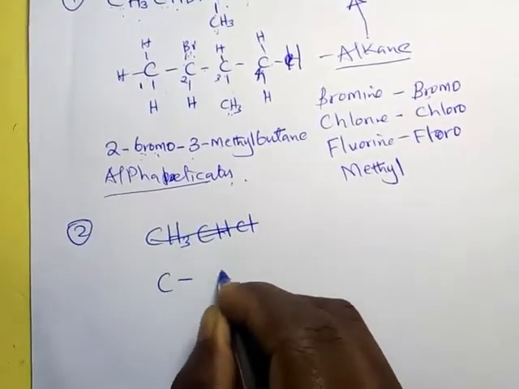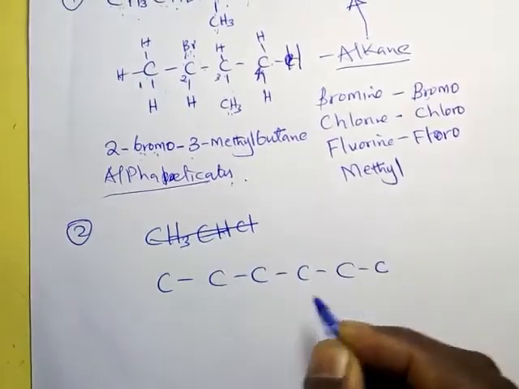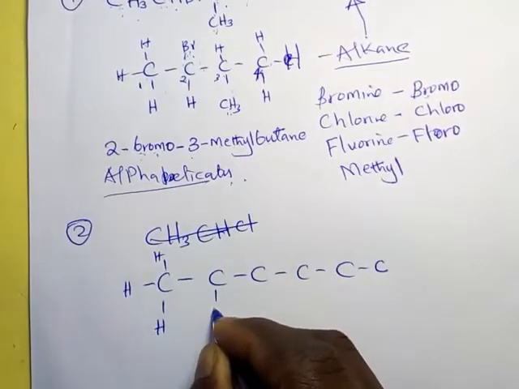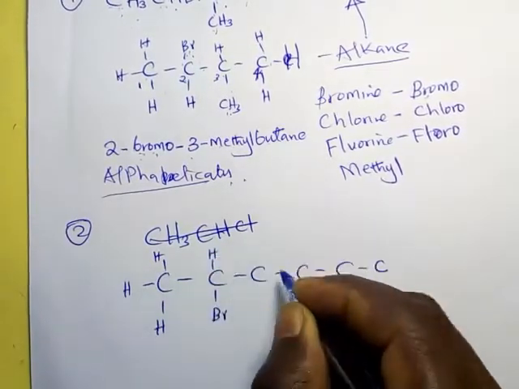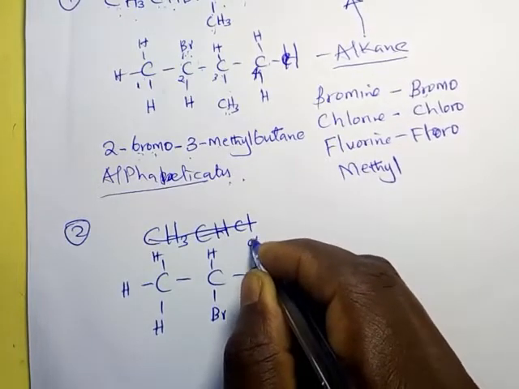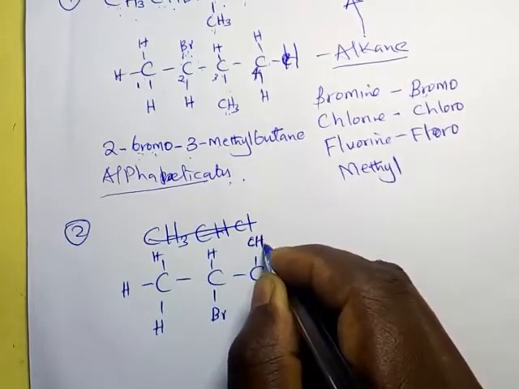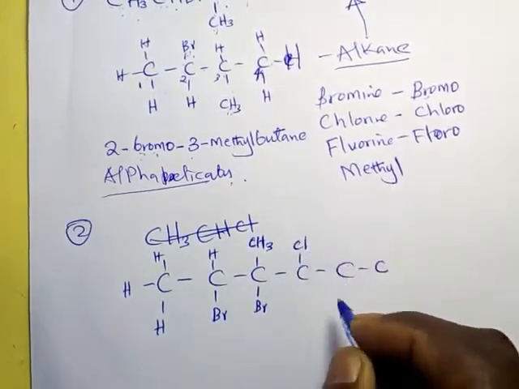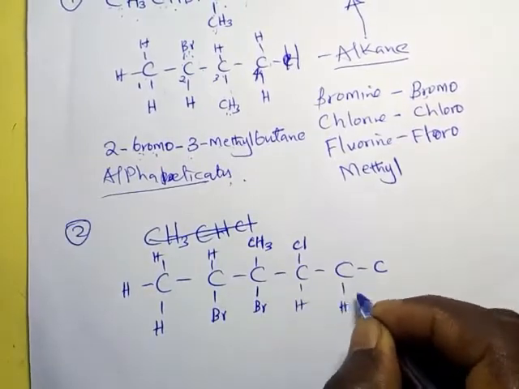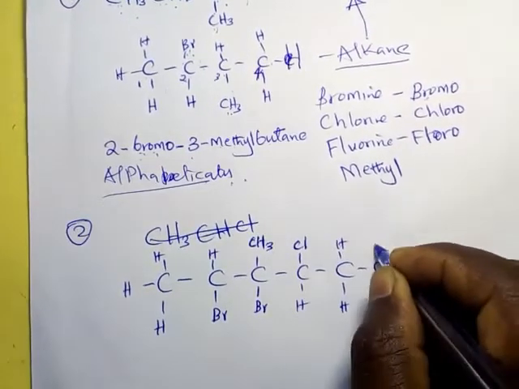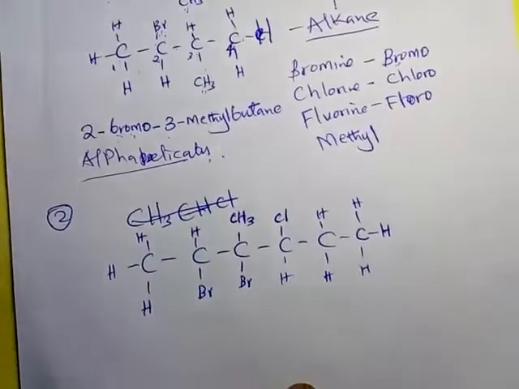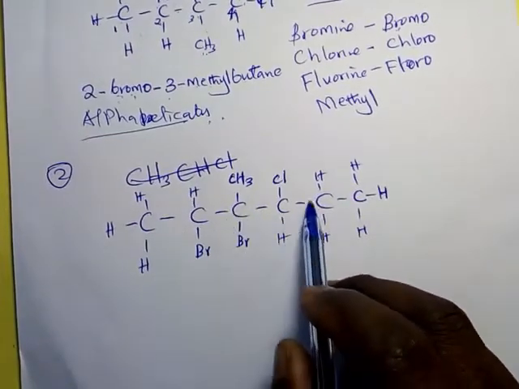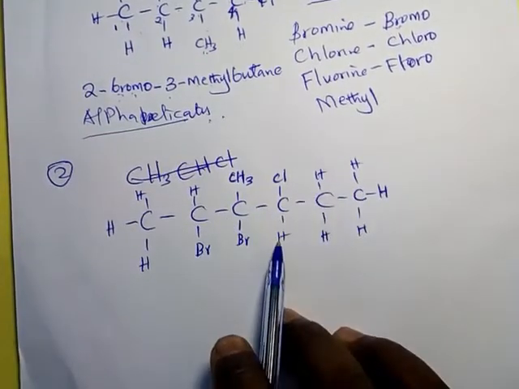We have carbons 1, 2, 3, 4, 5. We have hydrogen, hydrogen, hydrogen. We have here bromine. We have hydrogen. We have CH3. We have another bromine here. We have chlorine, and hydrogens. So this is an alkane because you can see each carbon is surrounded by single covalent bonds, therefore it is an alkane automatically.